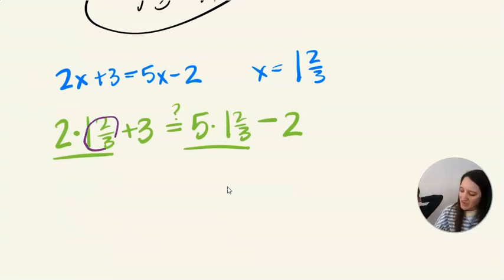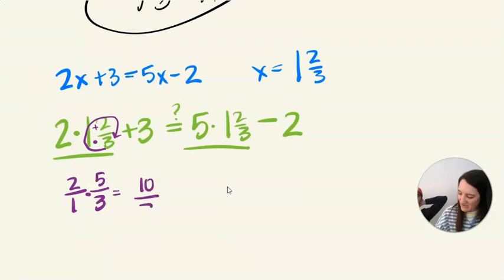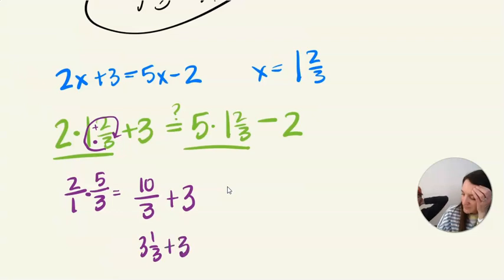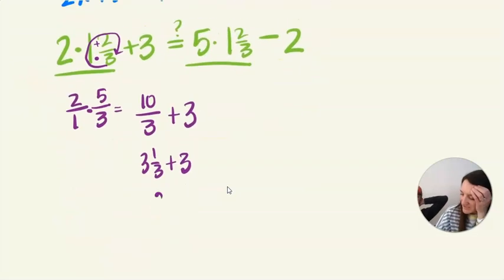Yep. 2 times 1 and 2/3 is 3, 4, 5. Oh, I forgot 5 thirds. I totally forgot about that. Which would be 2 times 5/3, which is 10/3, plus 3. And 10/3 is 3 and 1/3. Am I good so far? Yes. So 3 and 1/3 plus 3 is 6 and 1/3.